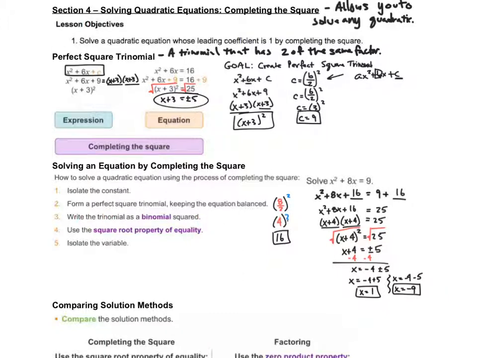All right, so we did all these steps. I kind of just went through it because, once you create that perfect square trinomial and then you factor it, then you are just doing what you were doing in the last section, and solving that equation for x. All right, so that's what we did. We wrote the trinomial as a binomial squared. We used the square root property of equality over here, and then we isolate the variable and solve for x, okay? So pretty cool, all right?